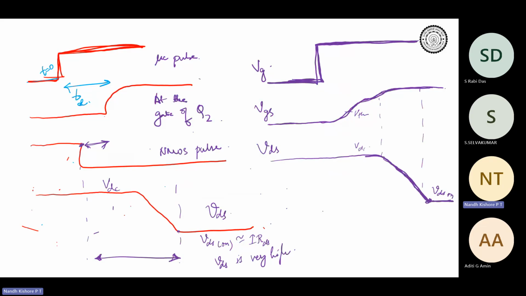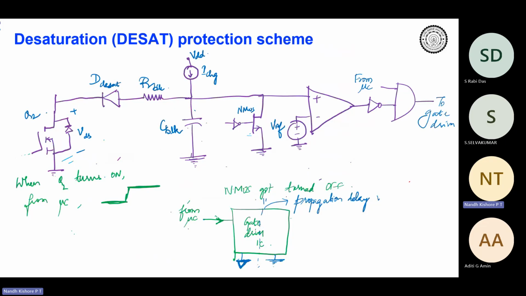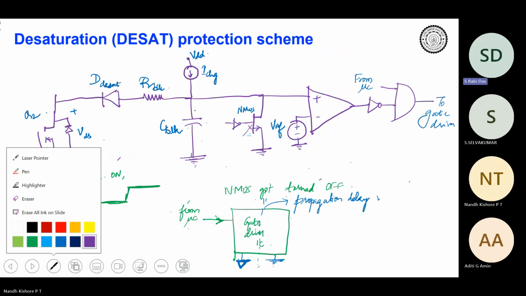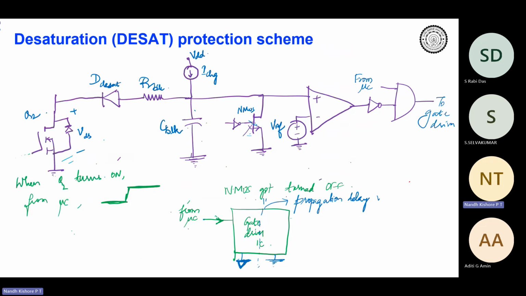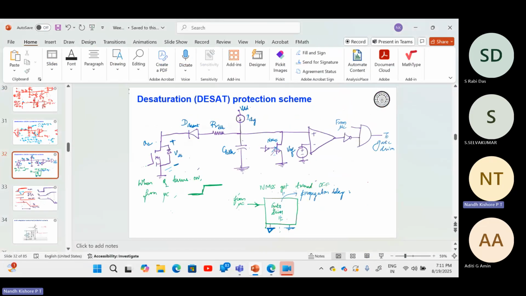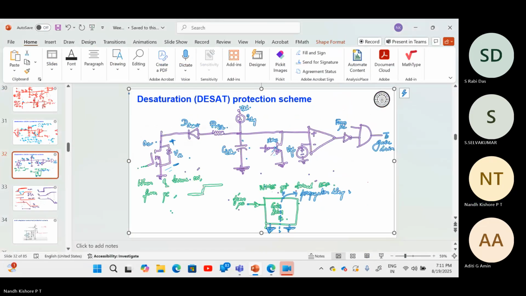Now what has happened at this instant itself, your NMOS has turned off. So the NMOS is now out of the picture. Therefore, what would happen? And your voltage is very high over here, right? Your voltage is very high. So let me copy this once again.